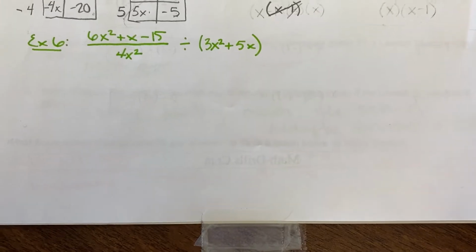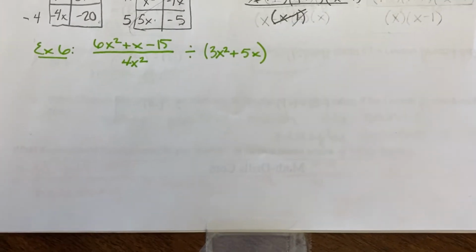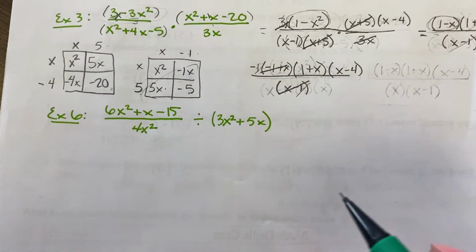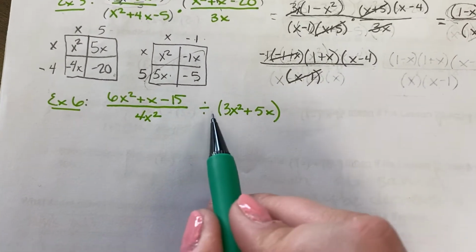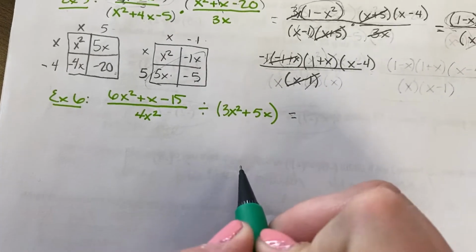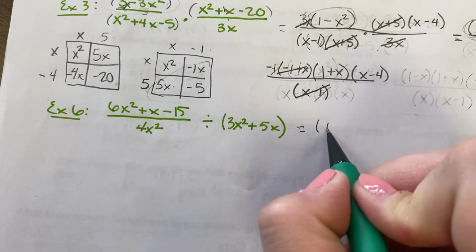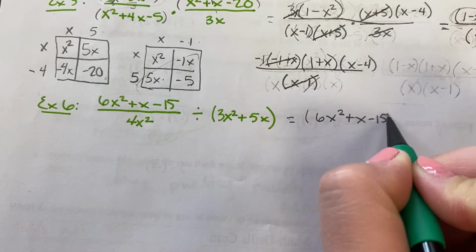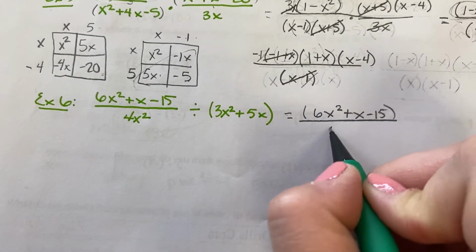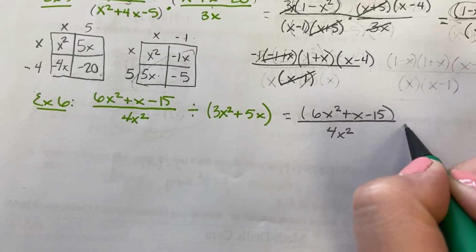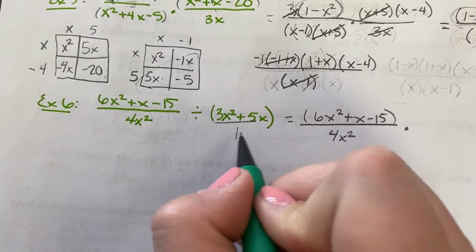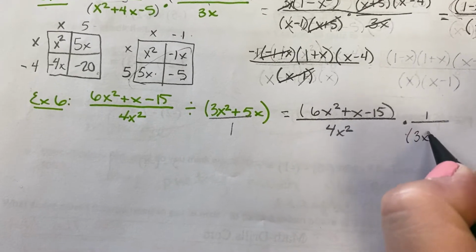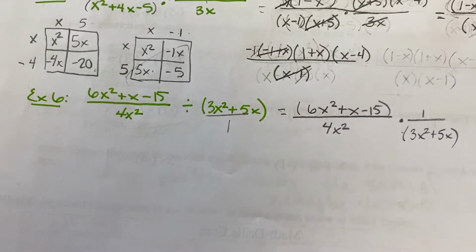So for the sake of time, I'm going to skip down to example 6 just so that we can see one of the division problems here. So the first thing we have to do with division is I'm going to start by writing it as a multiplication problem, just so that it looks like something I've seen before. So this is 6x squared plus x minus 15, and that's over 4x squared. And that's going to be multiplied by, I'm going to flip that fraction, 1 over 3x squared plus 5x.